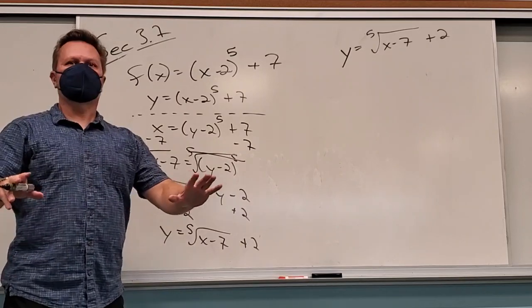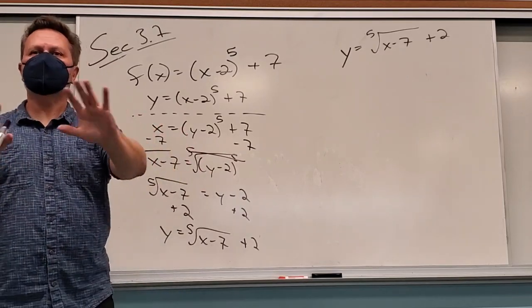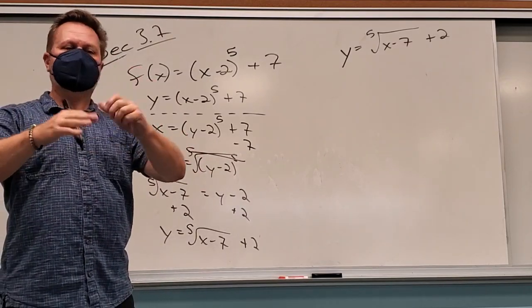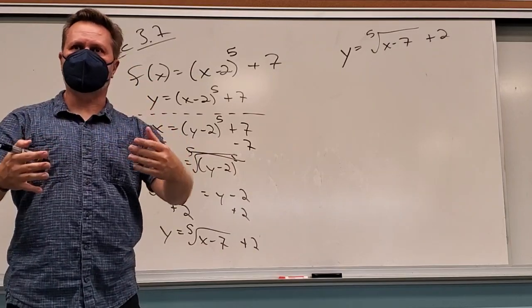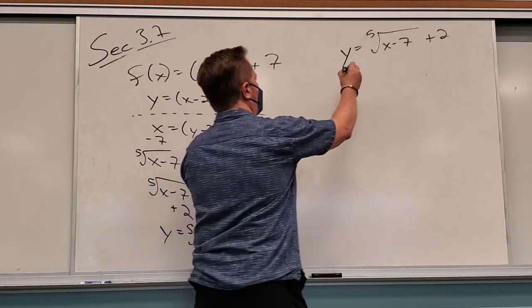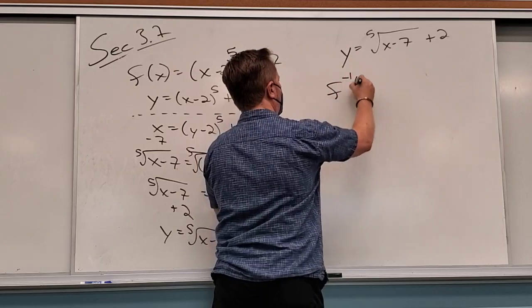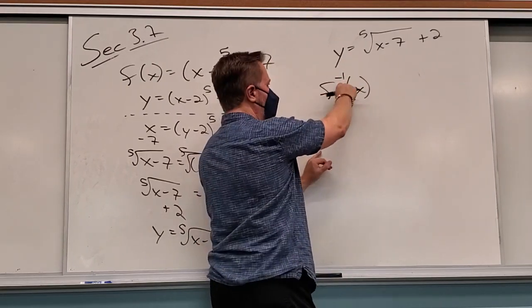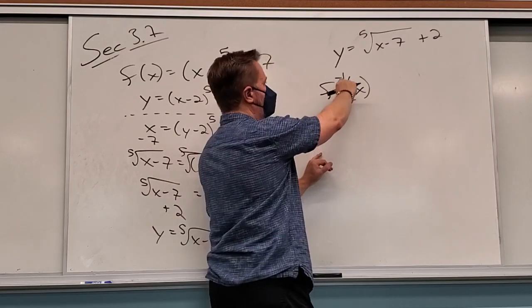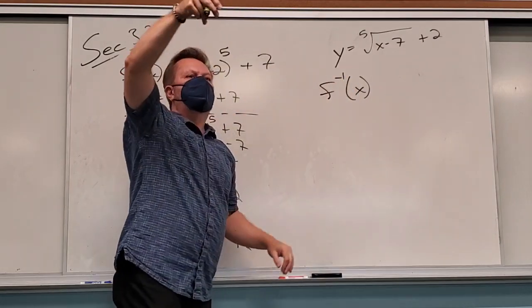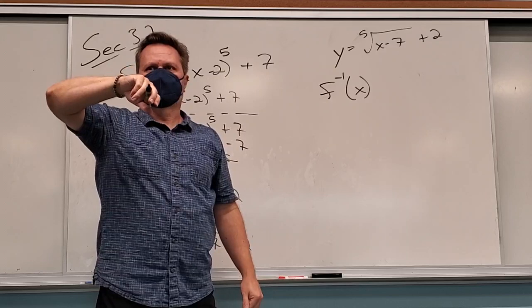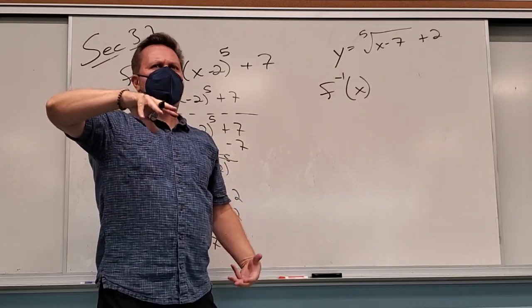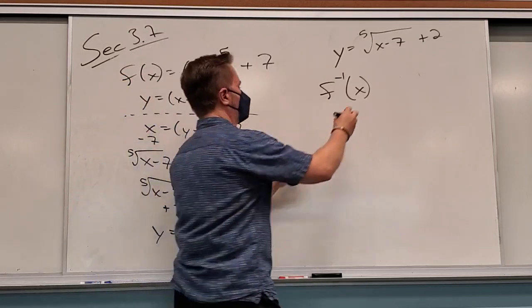The symbol we use for the inverse is kind of unfortunate. Again, there's a lot of unfortunate choices that were made in the history of math. We use this symbol. This means the inverse function of f. This does not mean 1 over f. So you can see why it was a bad choice of notation.